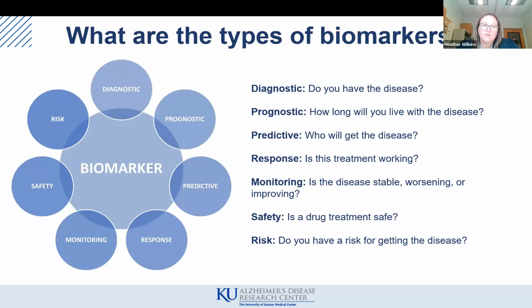So when you think about it, maybe there's some medications that people might take, and we need to monitor their liver or kidney function while they're taking them. So those would be safety biomarkers. Risk: do you have a risk for getting the disease? And so risk and predictive might have a lot of overlap, for example. I think there are a lot of different categories that biomarkers might fall into, and it's important to think about that.